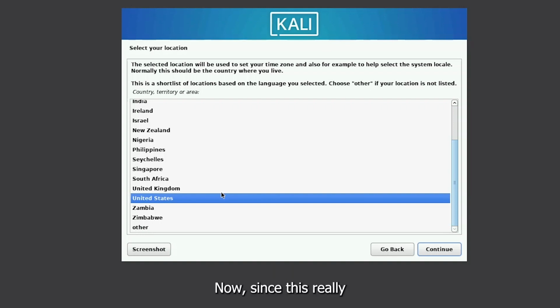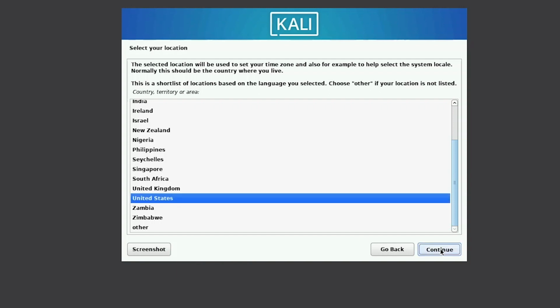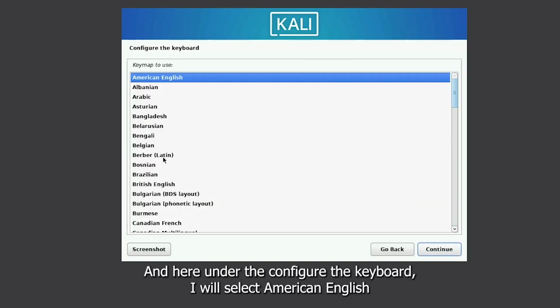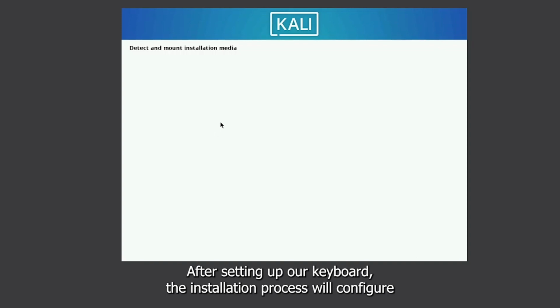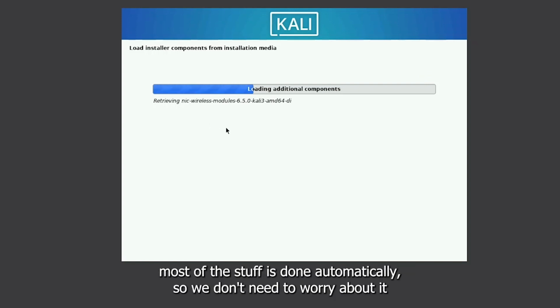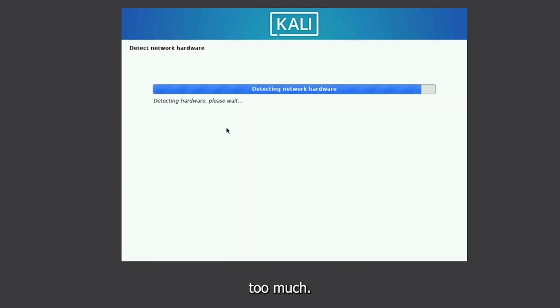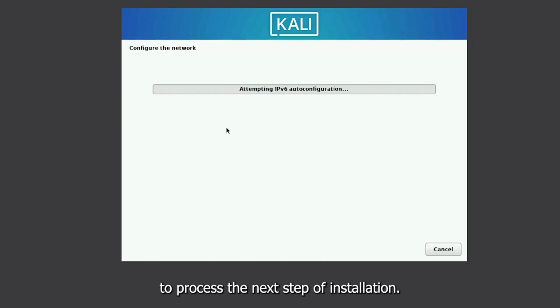Now since this really isn't that important a step, I will just proceed with the United States. And here under configure the keyboard, I will select American English and click on continue. After setting up our keyboard, the installation process will configure some stuff required for our machine to run. And you will notice most of the stuff is done automatically, so we don't need to worry about it too much. When a certain question pops up, I will tell you what you need to select to proceed to the next step of installation.